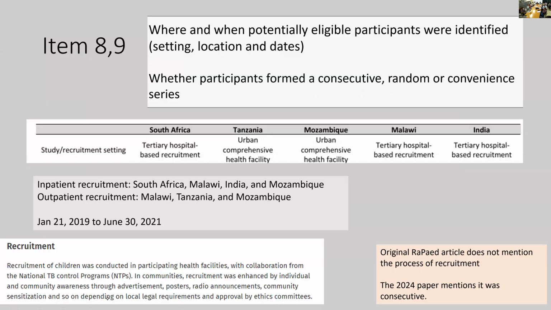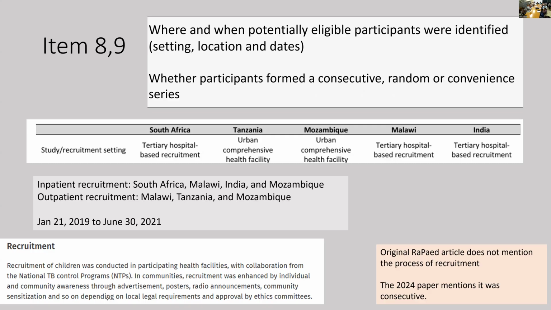So items 8 and 9 talk about the setting, location, dates, and how the patients were recruited. If you look at the study setting, in Tanzania and Mozambique it was an urban comprehensive health facility, and a tertiary hospital setting in South Africa, Malawi, and India. In India, we did only inpatient recruitment, and outpatient recruitment was done in Malawi, Tanzania, and Mozambique. The study recruitment was done between January 21st, 2019 and June 30th, 2021.